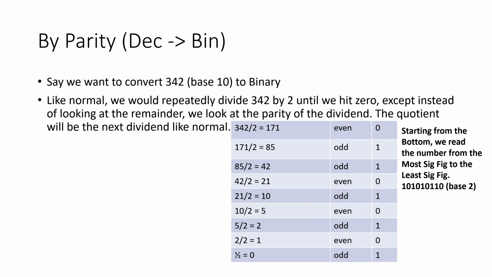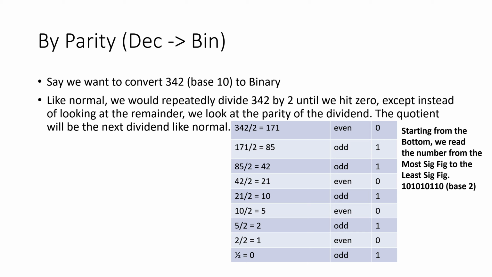Alright, so we're converting decimal to binary. What we're going to do is divide our number by 2. And then we're going to look at the parity of the dividend. If the dividend is even, we apply 0. If it's odd, we apply 1. As you can see here, we just keep dividing by 2. We don't care about the remainder. That's the awesome part about this.